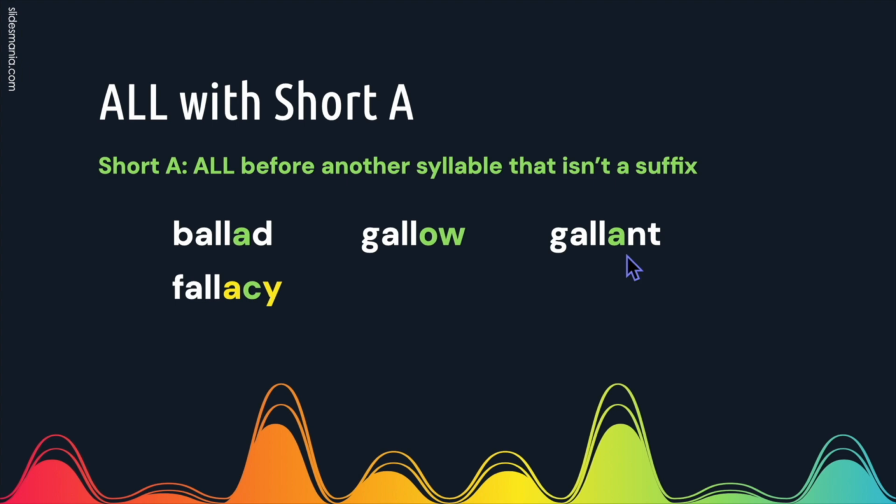This A will also schwa, gallant. This C is followed by a Y, which means it will use its soft sound of S. Also, this A will schwa to be a muffled sound, so fallacy. So again, in all these words, we had ALL not at the end of the root, and the syllable that came after it was not a suffix. So instead of using the broad A sound of all, we used the short A sound of al.